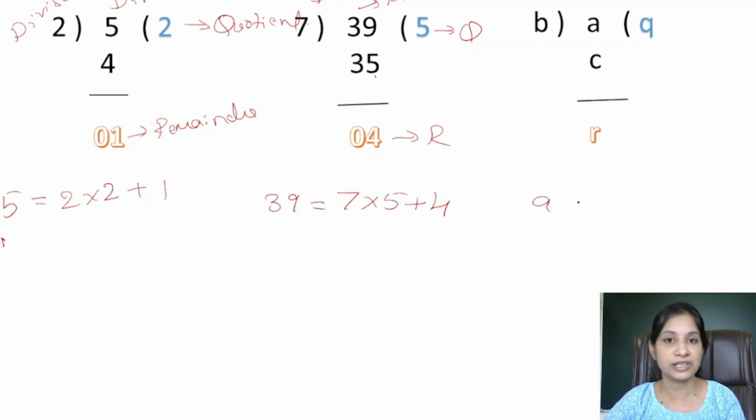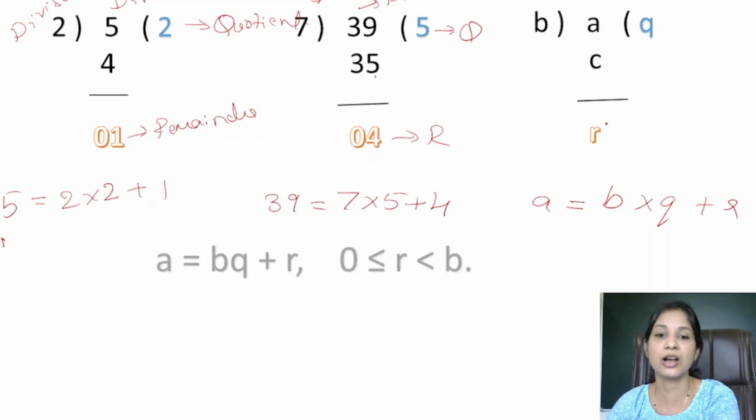A is a dividend. A can be obtained by doing BQ and adding R. So BQ plus R I can write. We discussed that R may be 0, but R can't be greater than B. B is the divisor here, so R will not be greater than B. If it is greater than B, again we can continue the division process, right?